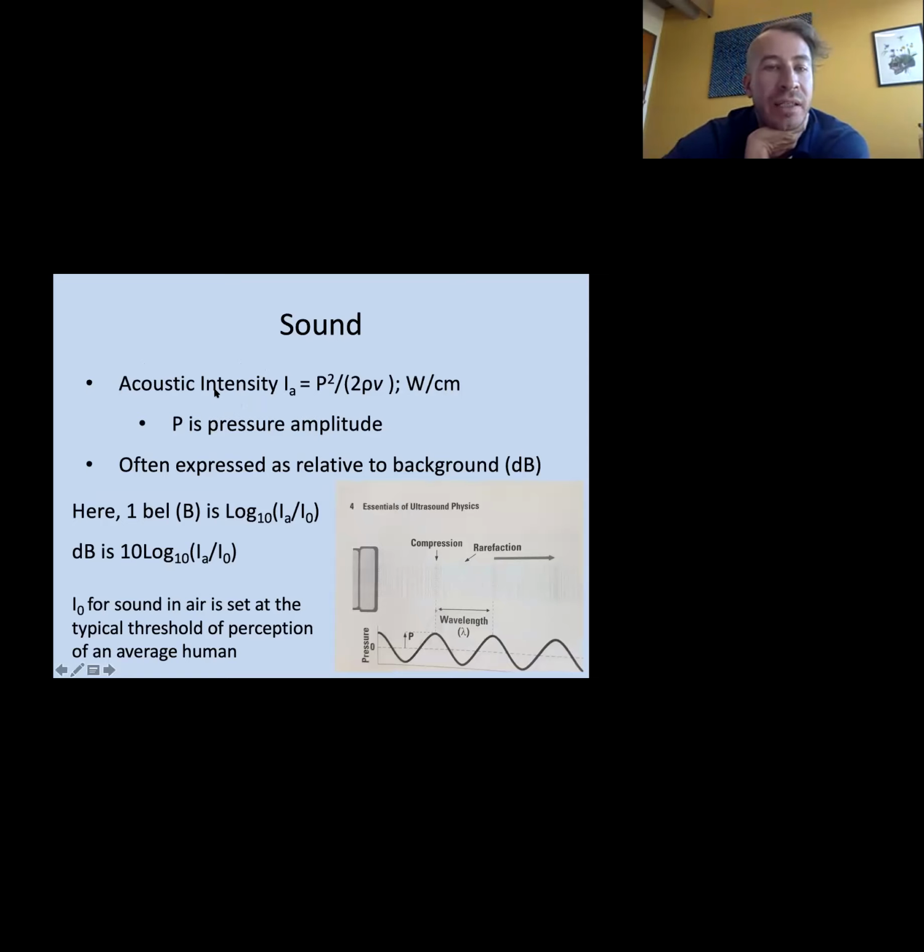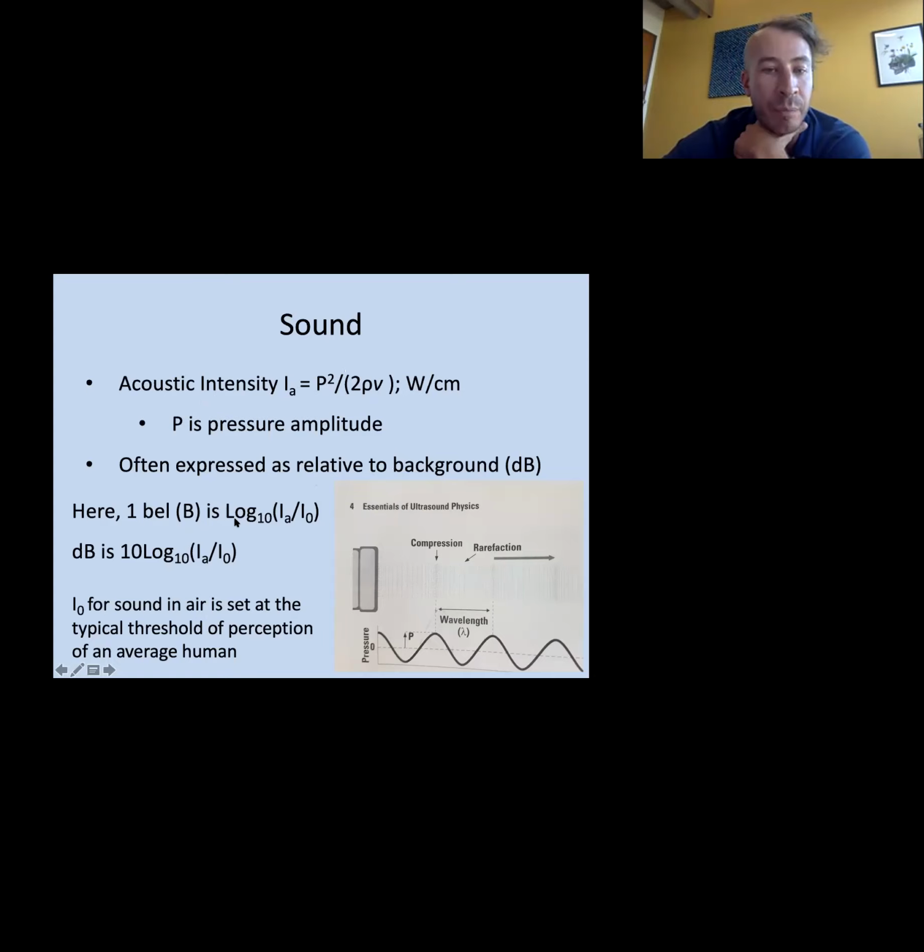So the intensity of sound is a function of the pressure amplitude at any point, squared, over the density of that medium and the speed of sound in that medium. This is not commonly used, for reasons that I don't even completely understand. The community has gotten behind thinking of sound relative to background, and so that's when you've heard of decibels, that's what that is.